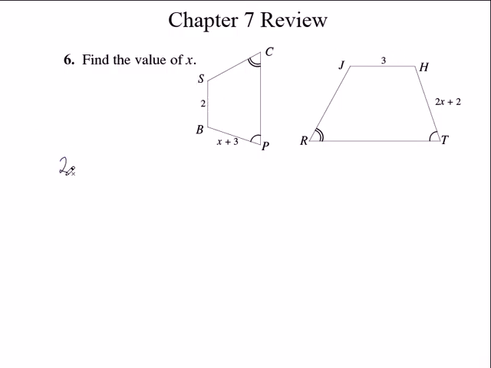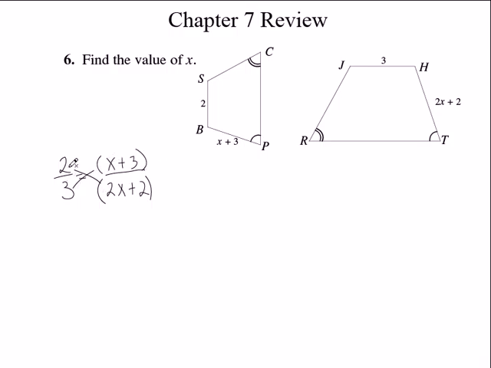So if they're similar to each other, I can set up a proportion. So I go 2 to 3, and now this side right here, BP, this x plus 3, would match up with this. Now they're not exactly equal to each other, but I can set up a proportion. So I can go x plus 3. That's the smaller one. I'm comparing the smaller one to the larger one. Okay, so 2 to 3, small to large. This is the smaller side here, and the larger side is the 2x plus 2. There's my proportion.